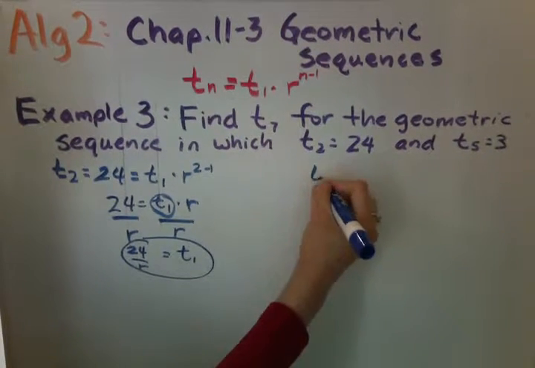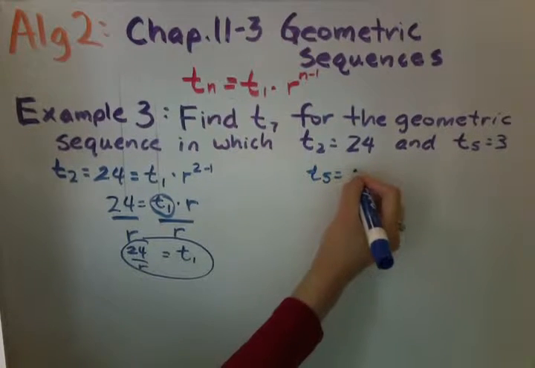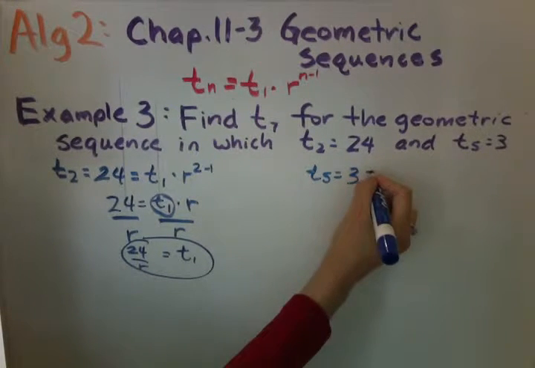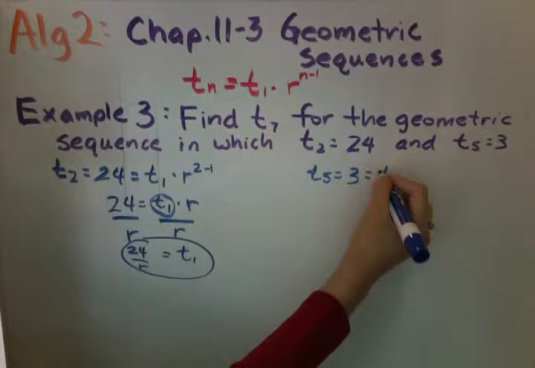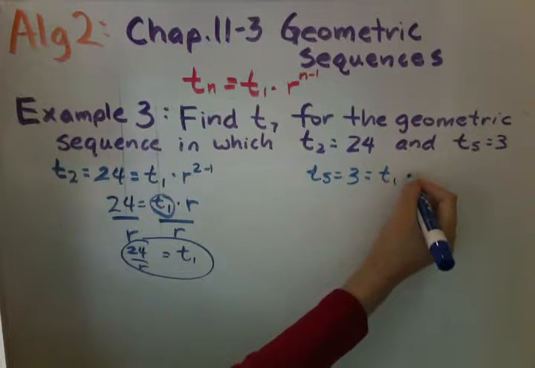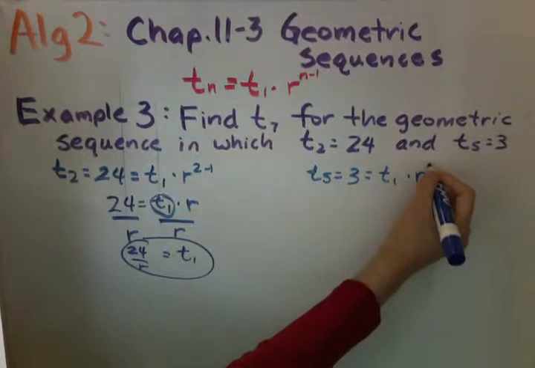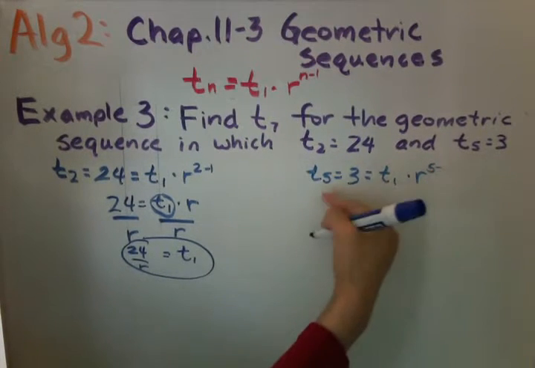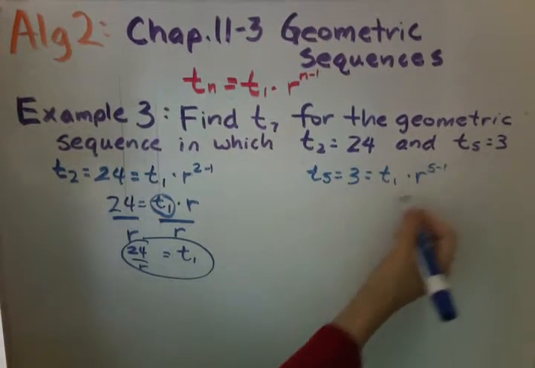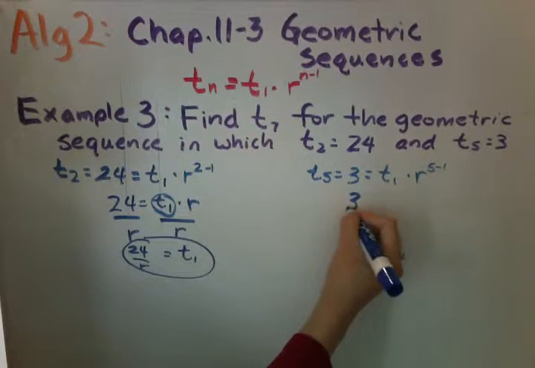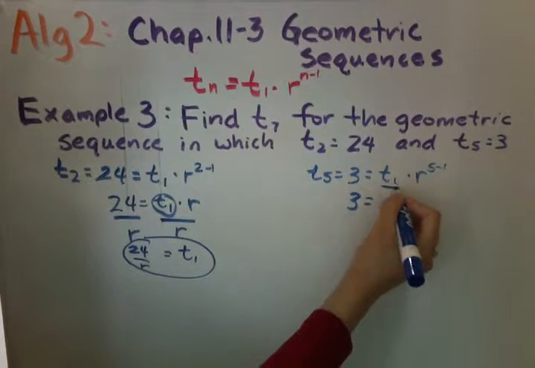We know that the 5th term is equal to 3. We don't know our 1st term. We know that we don't know what r is, but we know that n was the 5th term that we're looking for, minus 1. So 3 here equals the 1st term.